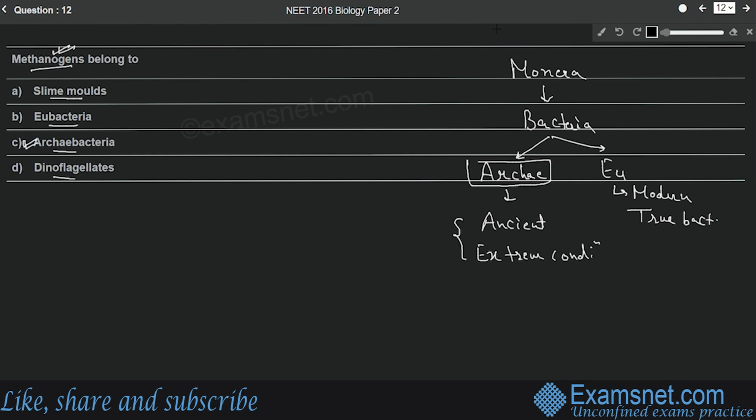Methanogens are known for producing biogas, and biogas contains methane, therefore these are known as methanogens, and these are obligate anaerobes. That means they do not require oxygen for respiration. Now, if we discuss other options, slime molds belong to which phylum? They belong to Protista, not Monera. Eubacteria we have already seen. These are also a type of bacteria and belong to the Monera phylum. Dinoflagellates also belong to the Protista phylum. So, according to the question, the correct answer is option C, archaebacteria.